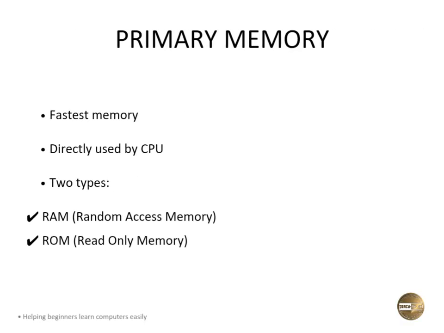Now, let's try to understand what is primary memory. Primary memory is the fastest memory. CPU directly works with it. And there are two types of primary memory. One is RAM and the other is ROM. These are inside the motherboard and help the computer perform quickly.